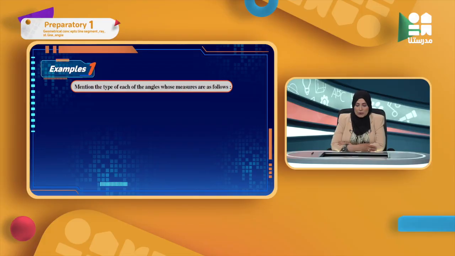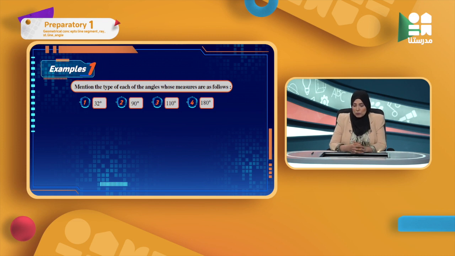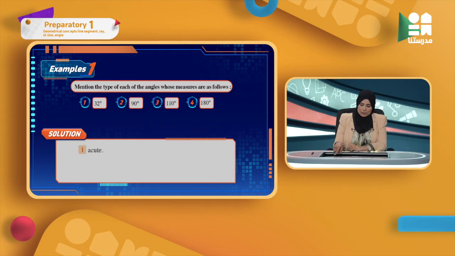Example 1. Mention the type of each of the angles whose measures are as follows. Number 1, 32 degrees. As you can see, it's less than 90 degrees, so it's acute. Question 2, 90 degrees. It's a right angle. 3, 110 degrees. It's more than 90 and less than 180, so it's obtuse. And then question 4, 180 degrees, so it's a straight angle. Here I need you to focus on numbers 2 and 4. When I have 90 degrees, that means it's a right angle. And 180 degrees means it's a straight angle. That is my solution.